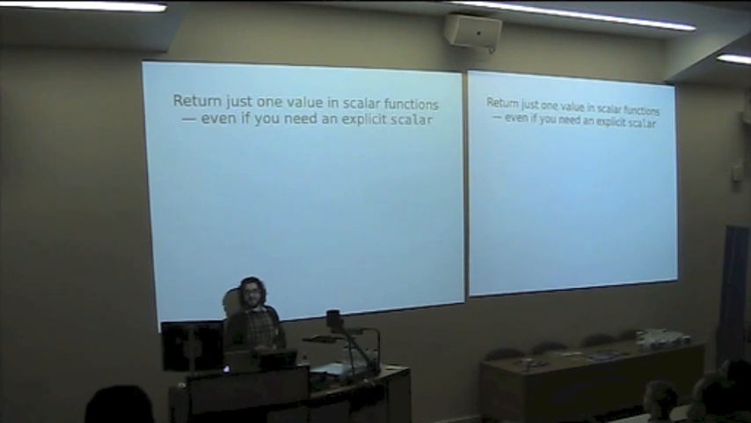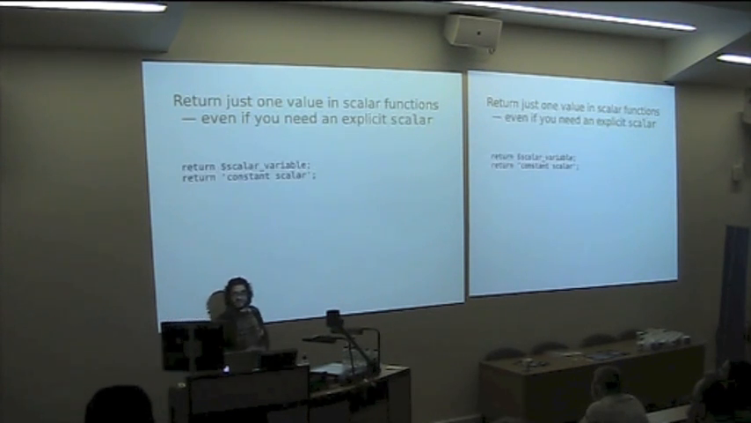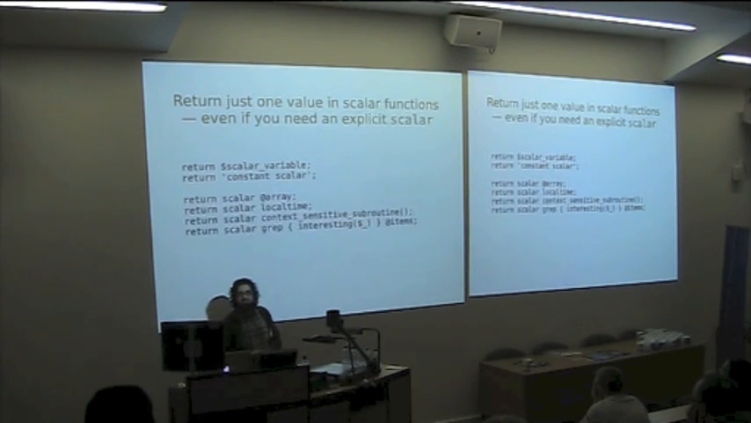Next, make sure that your scalar functions return exactly one value. In some cases, that's easy. If you're returning a scalar variable, or a constant string, or a number, or whatever, there's no possibility of context confusion. But if the thing you want to return is a context-sensitive expression, you can help your callers out by making sure that they get the scalar return value that they were expecting. And at the same time, you'll help your future maintainers out by making sure they can see what the caller's going to get.